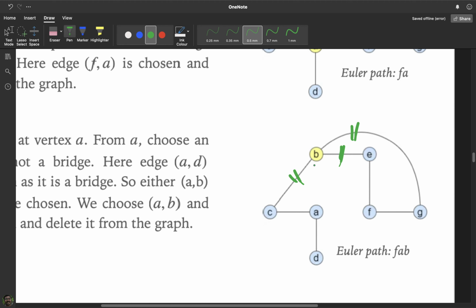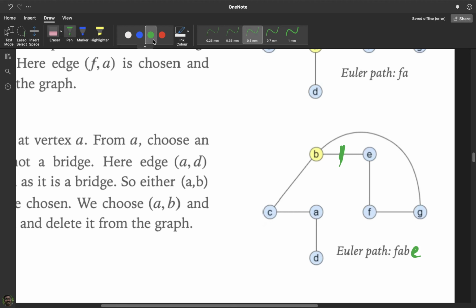Three choices are there. But if you see here, if I choose this BC, BC is a bridge. If you choose that, it will disconnect the graph. So don't choose BC. Either you can go to BG or you can go to BE. Suppose I am taking BE. I am choosing this edge BE. What is the next step? You write it down somewhere, then you delete that edge BE.